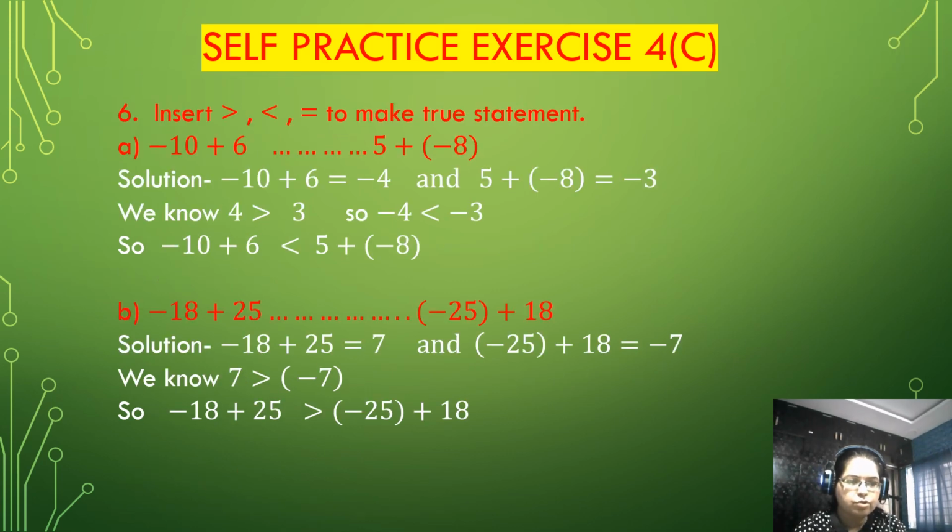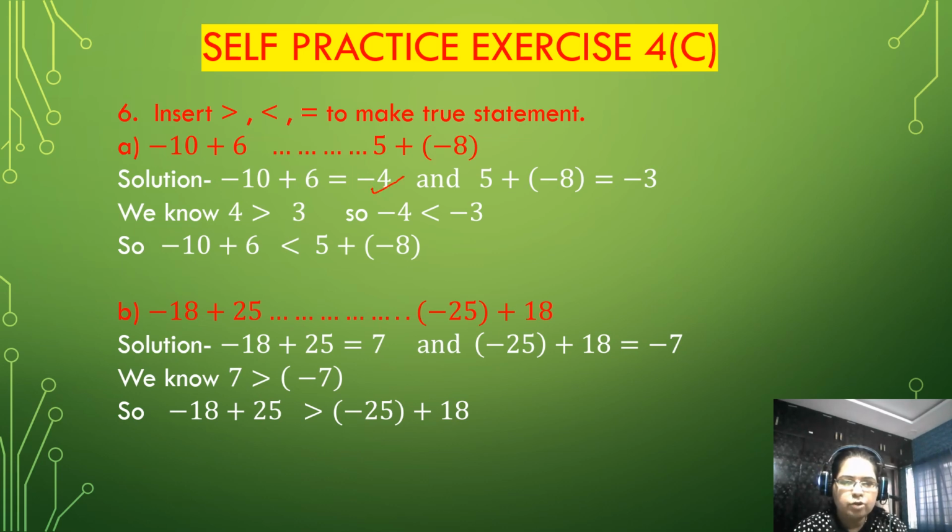Now question number 6. Question number 6 is insert greater than, less than or equal to symbol to make a true statement. First bit is minus 10 plus 6 dash 5 plus of minus 8. First we solve the expression on the left-hand side. Minus 10 plus 6. First subtract 6 from 10. 10 minus 6 is 4, and the sign of the bigger number is negative. The bigger number is 10 and its sign is minus, so minus 10 plus 6 is minus 4.